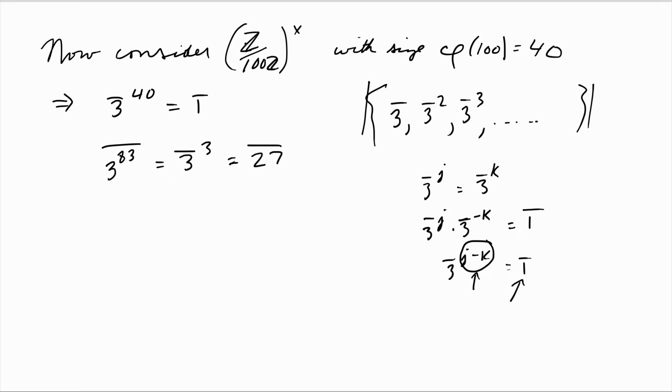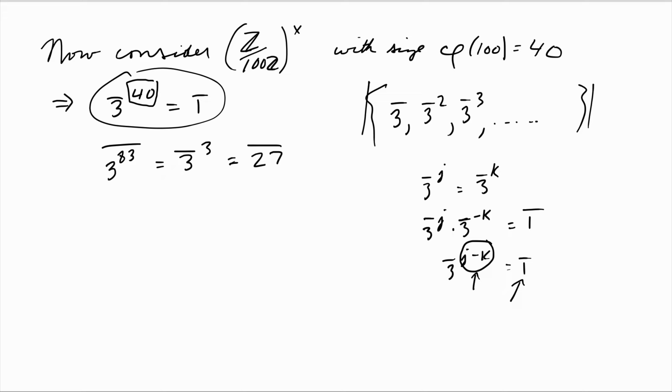The size of the multiplicative group in this case is 40, which means if you raise 3 bar to the 40th, the number that we need to get it to 1 is actually a factor of 40, so that 3 bar to the 40th is 1 bar, the multiplicative identity. Using that idea, you can reduce things like this. 3 to the 83rd bar is just going to be the same as 3 bar to the 3rd, so we just get 27 bar.